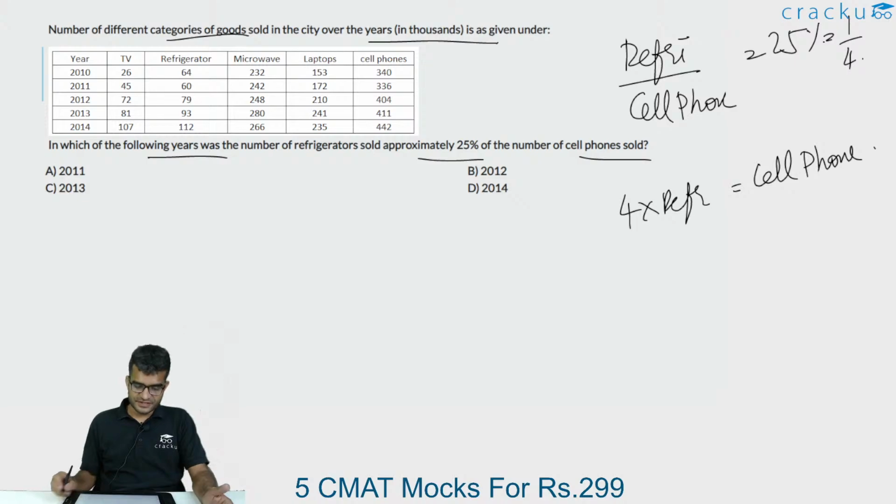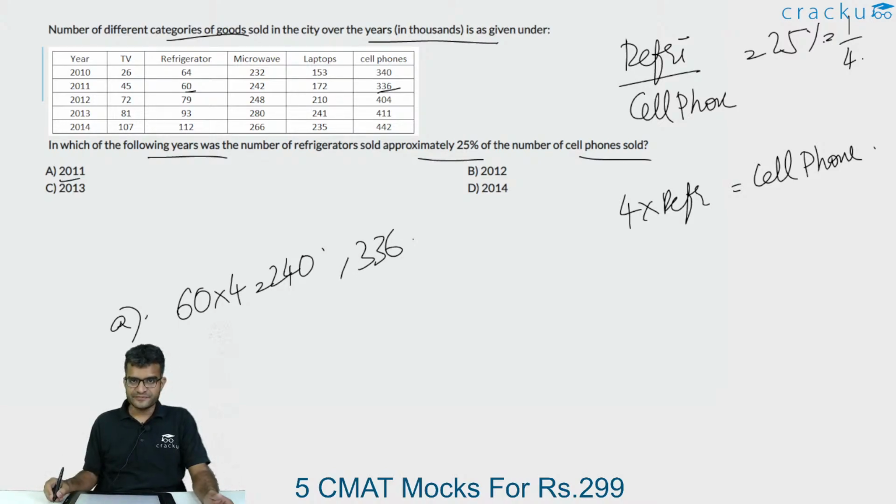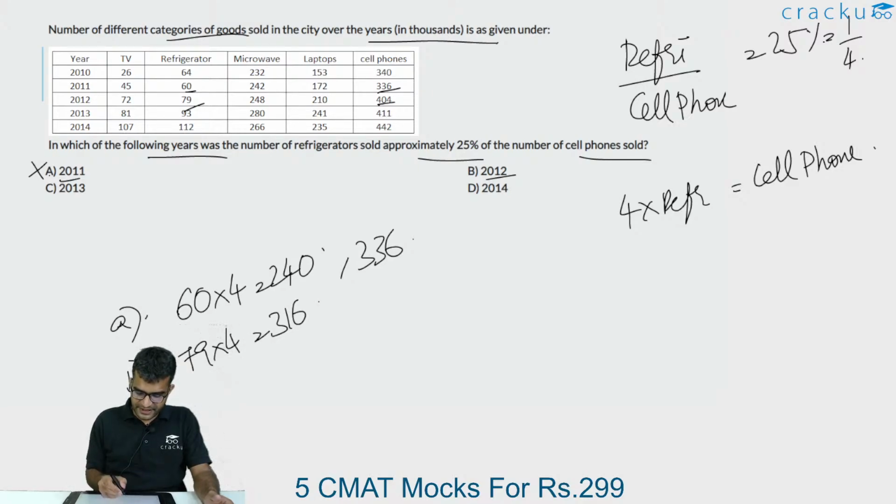We are given 4 options. Let us look at the first option. It is 2011. In 2011, the number of refrigerators sold is 60. 60 into 4 is 240. And the cell phones sold is 336. Clearly, they are not close to each other. So we can ignore the first option. The second option is 2012. The number of refrigerators sold is 79. 79 into 4 is equal to 316. And the number of cell phones sold is 404. Again, both of them are not close to each other, so we will again ignore it.